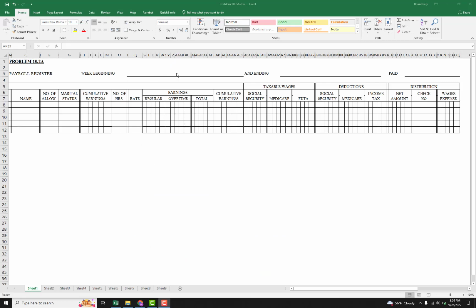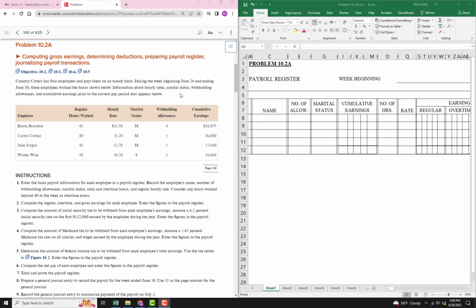So let's get started. On the screen right now I have a blank copy of the payroll register, and the first thing we need to do is put some dates onto the form here. So we need to look at the narrative to remember when the week began and ended, as well as the pay date. Taking a quick look back at the problem, we can see that the week began on June 24, so we can put that in the payroll register form. And the week ended on June 30th, so we can also place that on the form.